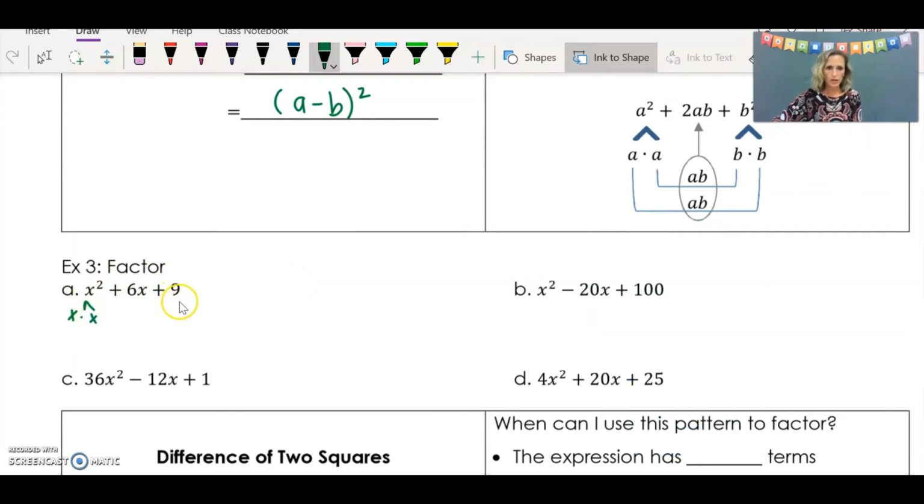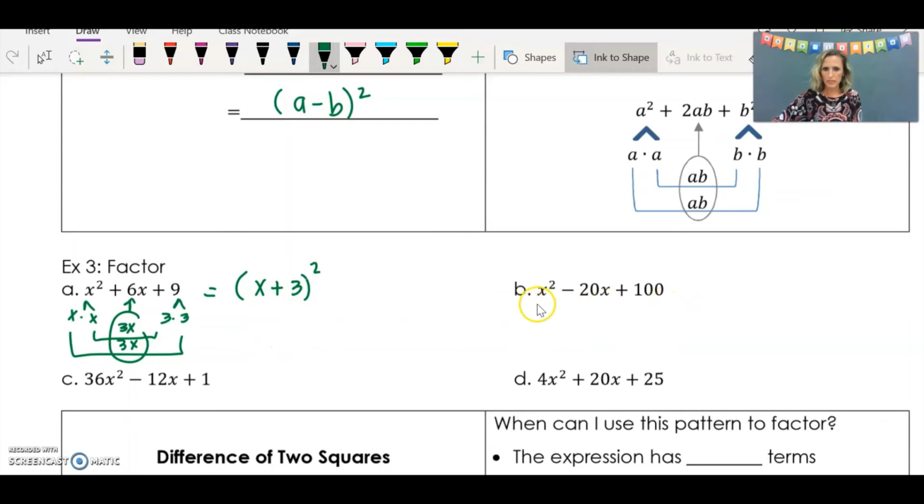And I can split 9 into two matching factors of 3 times 3. If I took 3x and 3x and added them together, I would indeed get 6x. 3x and 3x does add up to 6x. So this does fit the pattern of a perfect square trinomial. And so therefore, I can factor it using this shortcut, x plus 3 quantity squared.